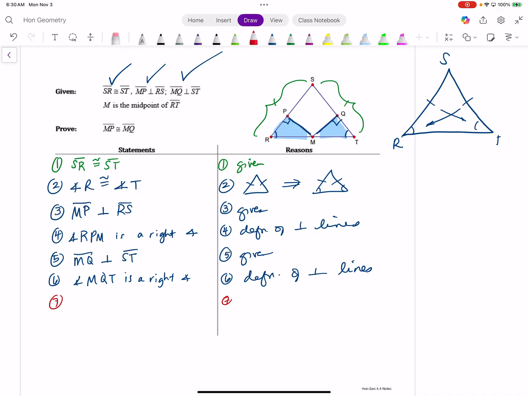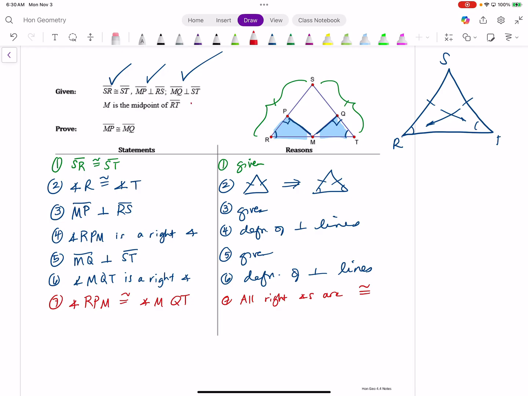Okay, what else do we know? Oh, I know, angle RPM is congruent to angle MQT because all right angles are congruent.